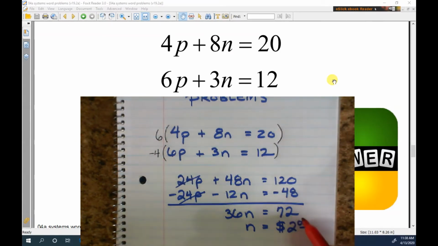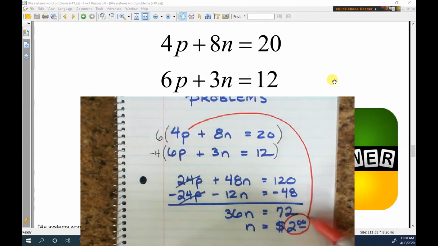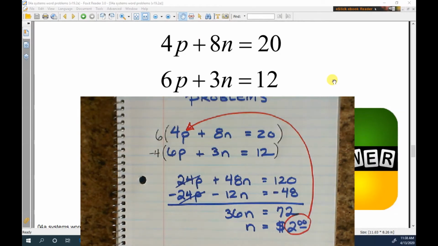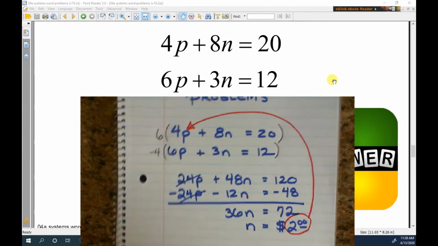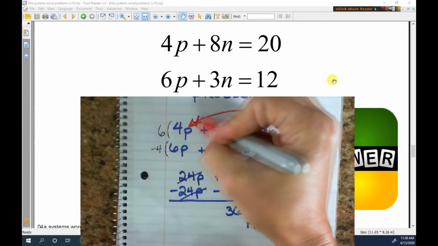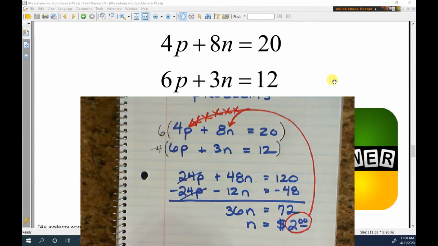So I'm going to take this $2 and plug it in for, excuse me, not for pencils. I'm going to plug it in right there for notebooks. Ignore that. So we'll plug it in and we'll get the price for the pencils.